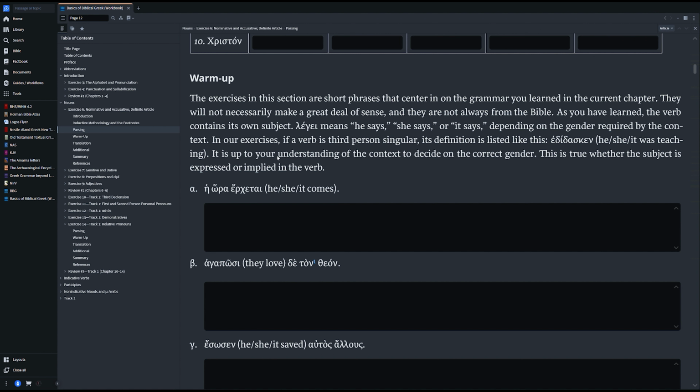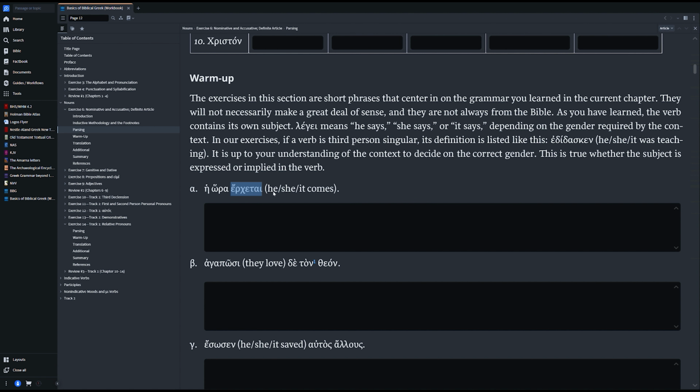All right, let's do a couple of these warm-ups. Alpha is, first you're going to read it out loud. You always want to read out loud as much as possible. Alpha says, "Y ora ergete." This vocabulary word you have not had yet in your vocab.